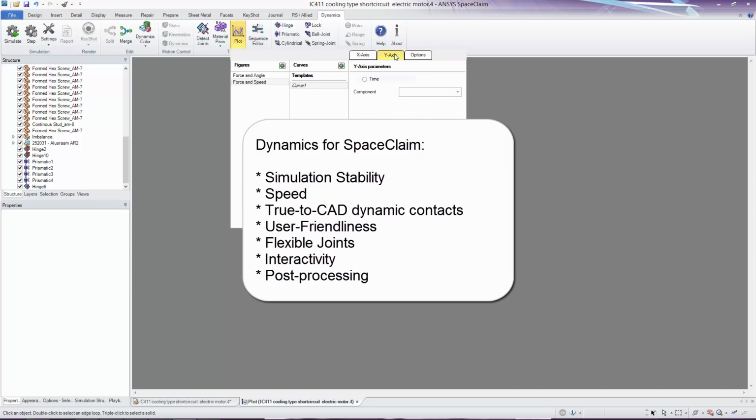Simulation stability, speed, true-to-CAD dynamic contacts, user-friendliness, flexible joints, interactivity, and post-processing make Dynamics for SpaceClaim an essential tool when engineering dynamic mechanical systems.